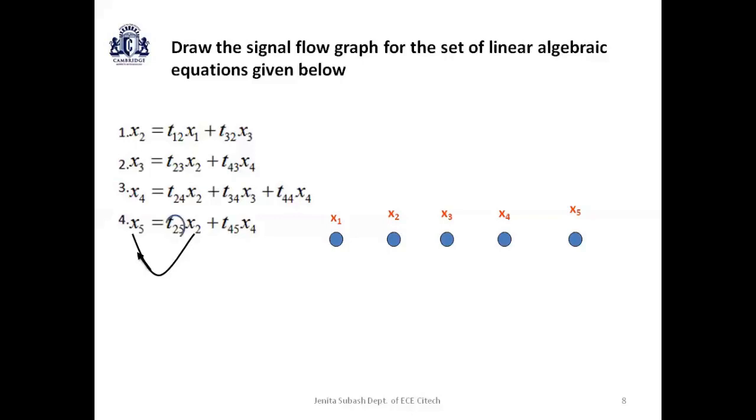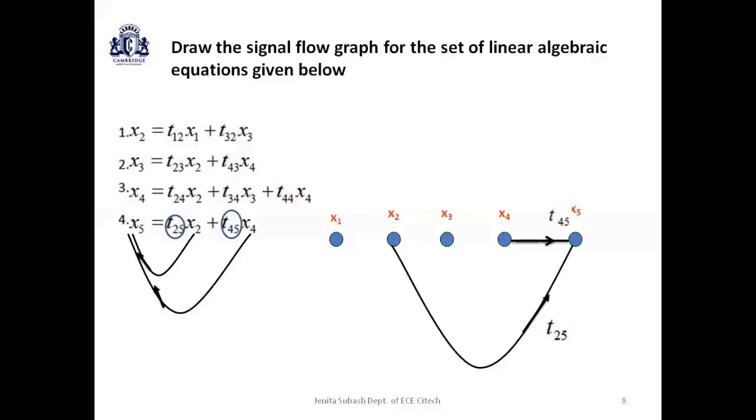as from node x4, I have a branch gain of t45 which is reaching x5. Parallelly, let's draw the signal flow graph. From node x4, we have a branch gain of t45 which reaches x5.